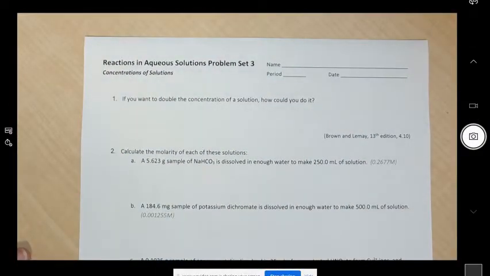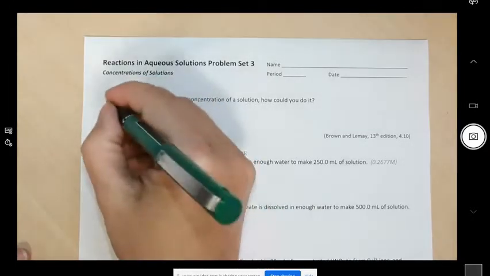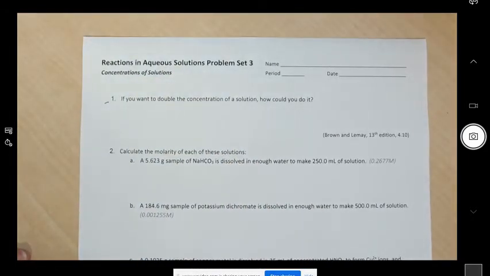Okay, this is the answer key to reactions in aqueous solutions, problem set 3. First question, if you want to double the concentration of a solution, how could you do it?